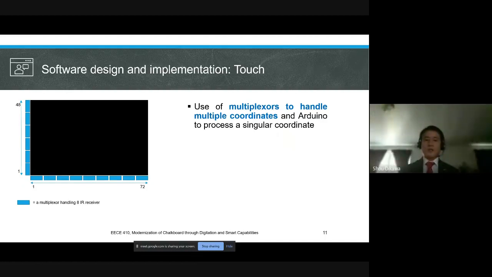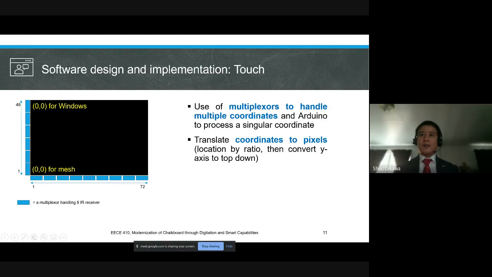So for the touch implementation, we are using multiplexers running across the board, which pick up the signal and send it to the Arduino, where it's processed into a single coordinate. The coordinate origin 0,0 is the bottom left for us. However, Windows treats the upper left pixel as 0,0. So we have to convert that to something Windows can use to properly replicate the touch manipulation.